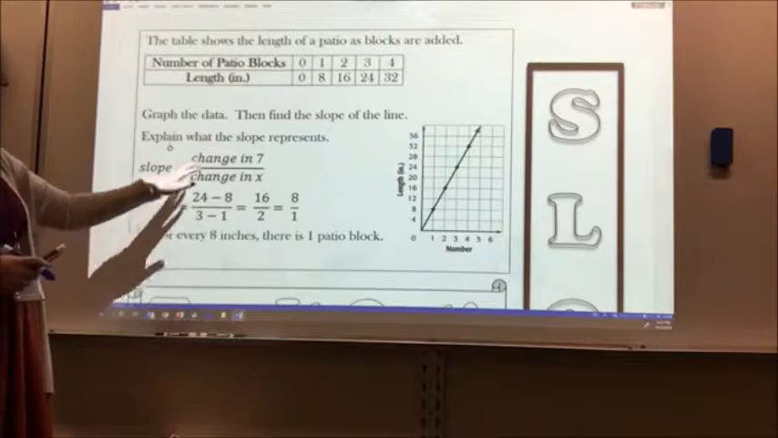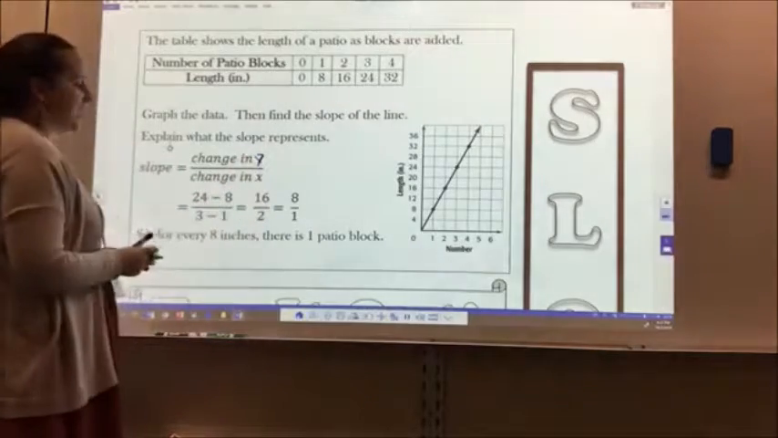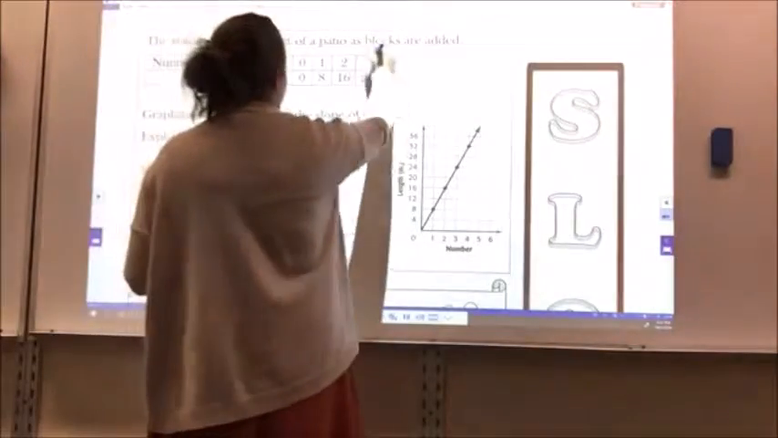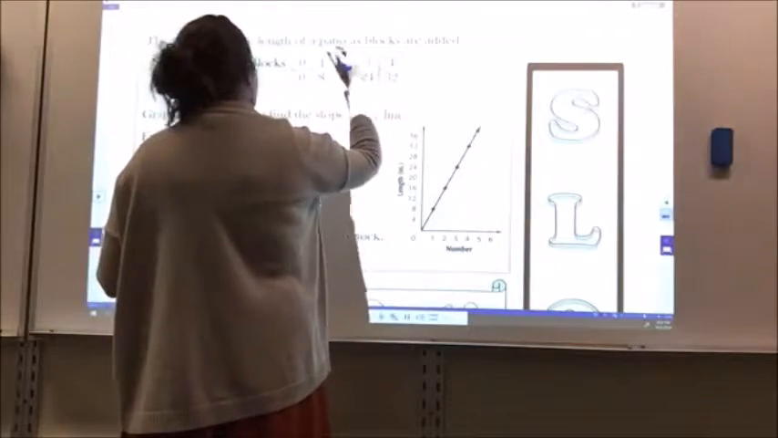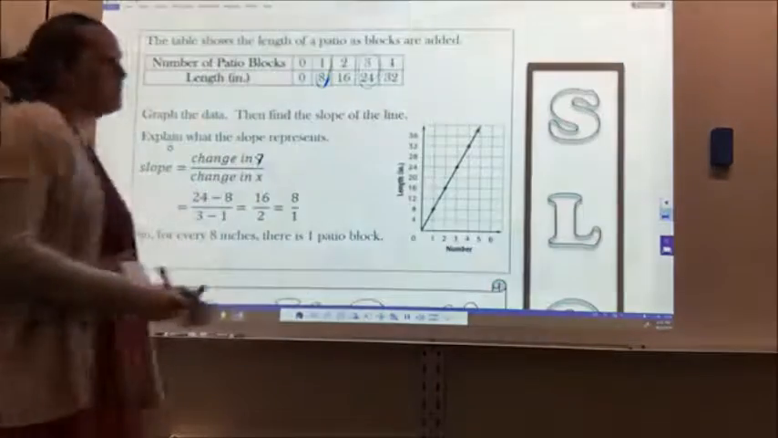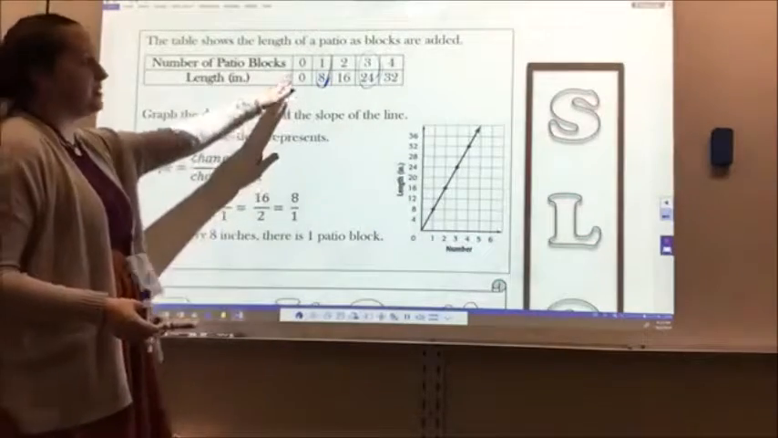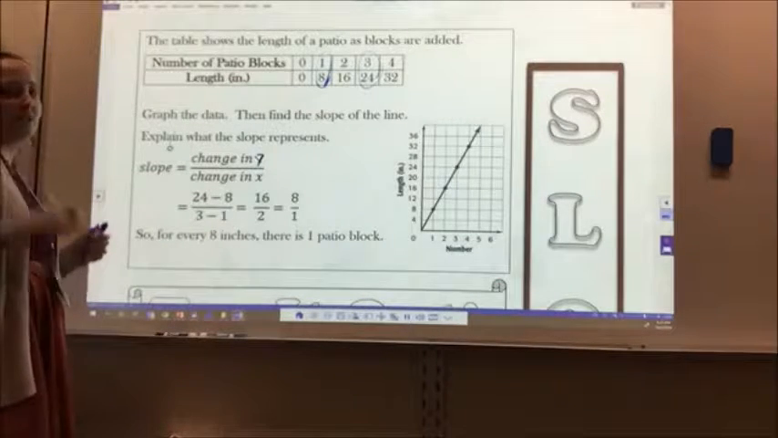So the slope is the change in y over the change in x. So I picked 2 points on my line. These are the 2 points that were picked. 3, 24 and 1, 8. You don't have to pick those 2 points, completely up to you. I would actually recommend picking 0, 0 because that's almost always an easy point to use. Less things you have to subtract.